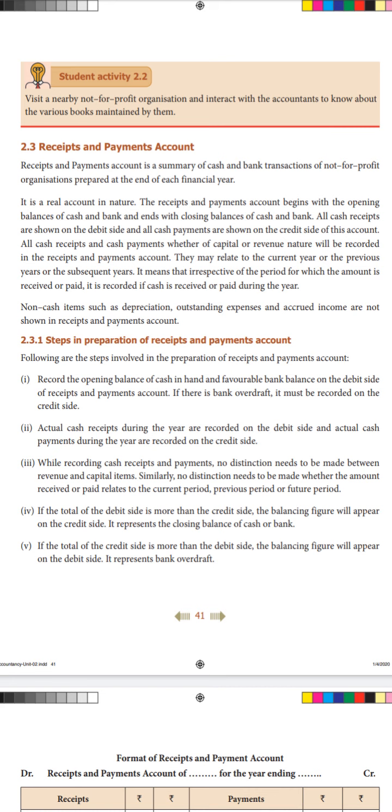In that case you will write balance carried down, which will be your bank balance. If you get the difference on the debit side, then your bank balance will be shown as bank overdraft, which means you have withdrawn over and above the limit.